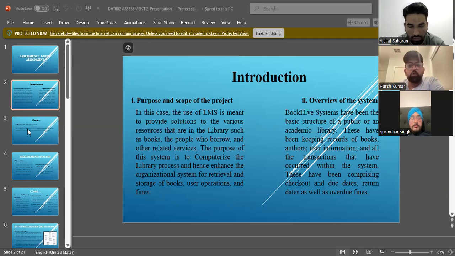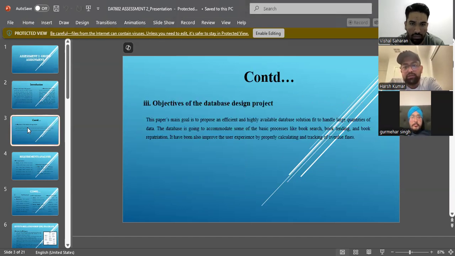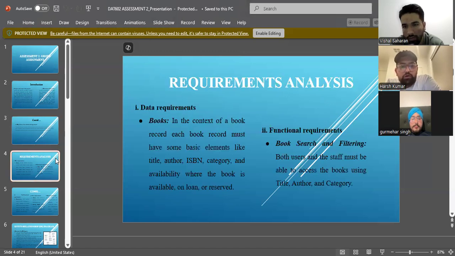The second is the overview of the system. The Bookhive system has been the basic structure of an academic library. The third is the objectives of the database design project. This paper's main goal is to propose an efficient and highly available database solution fit to handle large quantities of data. Moving on to the next slide, what were the requirement analysis?